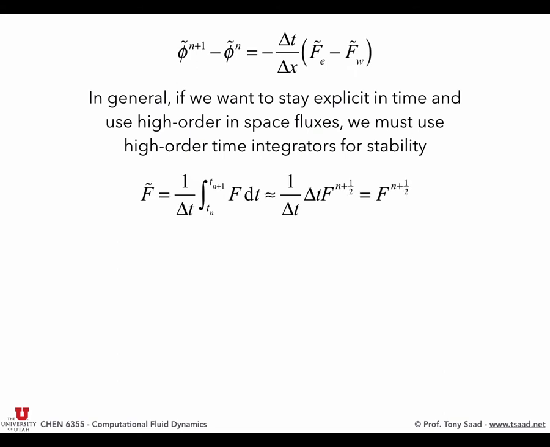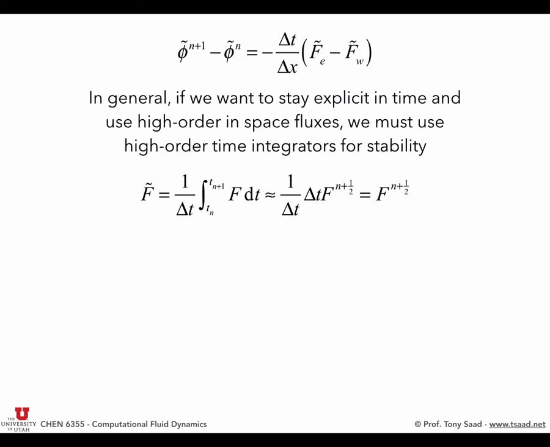For the midpoint rule, this says that the integral from a to b of f dt is simply delta t, or b minus a, times f at the midpoint value. In other words, this integral turns into delta t times f at n plus half, at a time level in between. That's just the midpoint rule. Haven't done anything crazy here. You can do higher order, but the midpoint rule is going to be good enough to give me second order accuracy in time.